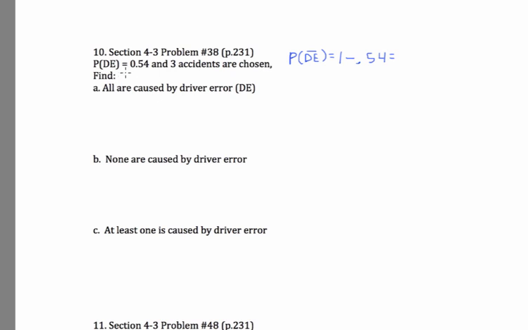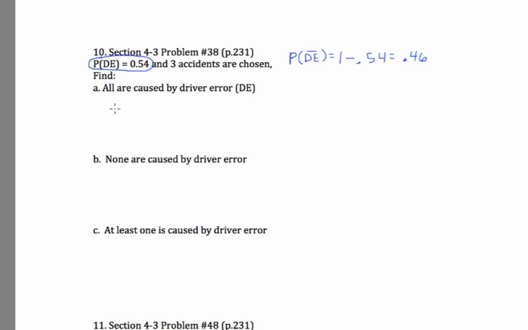Before I start number 10, I'm going to figure out a few things. The first is I'm going to write down from the problem that the probability that the accident was caused by driver error is 0.54. So then another helpful thing for me, well, what's the probability that it's not? To find the complement of that, I take 1 minus that probability and get 0.46. So not caused by driver error is 0.46.